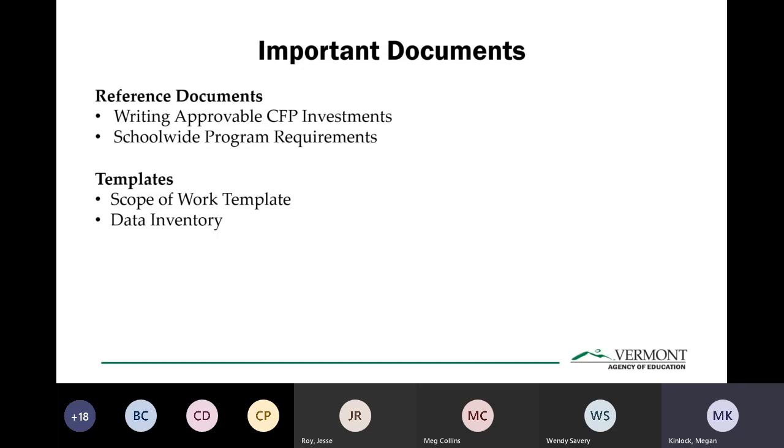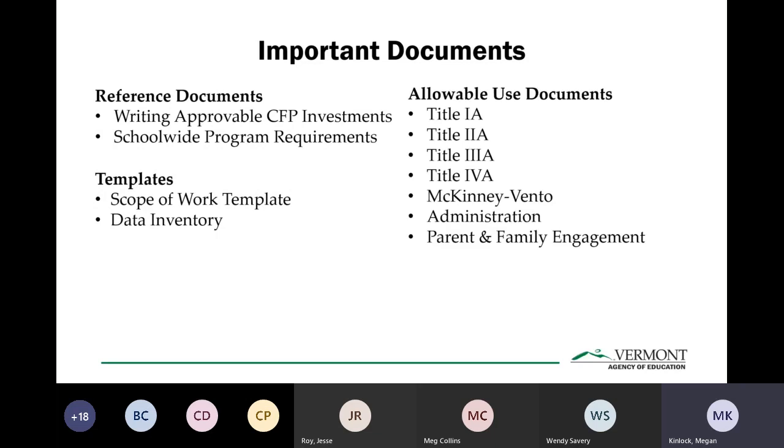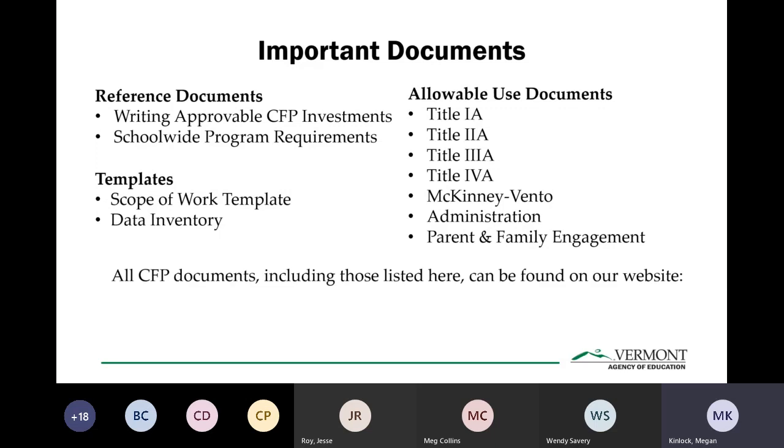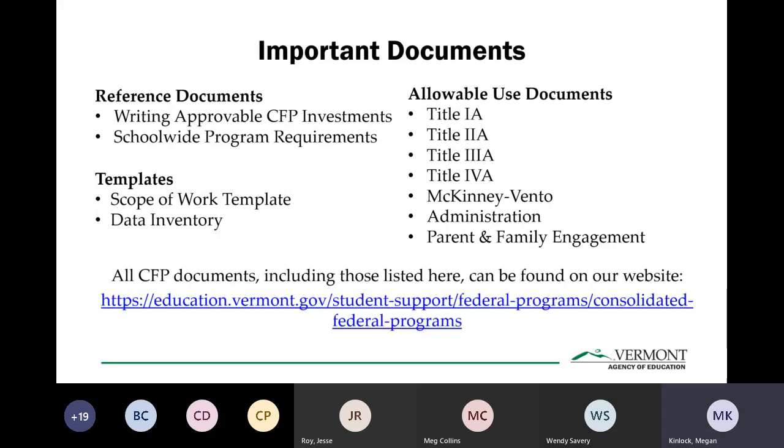There's also the data inventory tool that many of you have probably taken a look at already. And then our allowable use documents. So we have an allowable use document for titles 1, 2, 3, and 4, for McKinney-Vento, for administrative uses of funds, and for parent and family engagement. And that parent and family engagement one is fairly new. So all of these documents, as I said before, can be found on our website. It's also helpful to check the website because you'll have the most recent version of any of these documents as well.